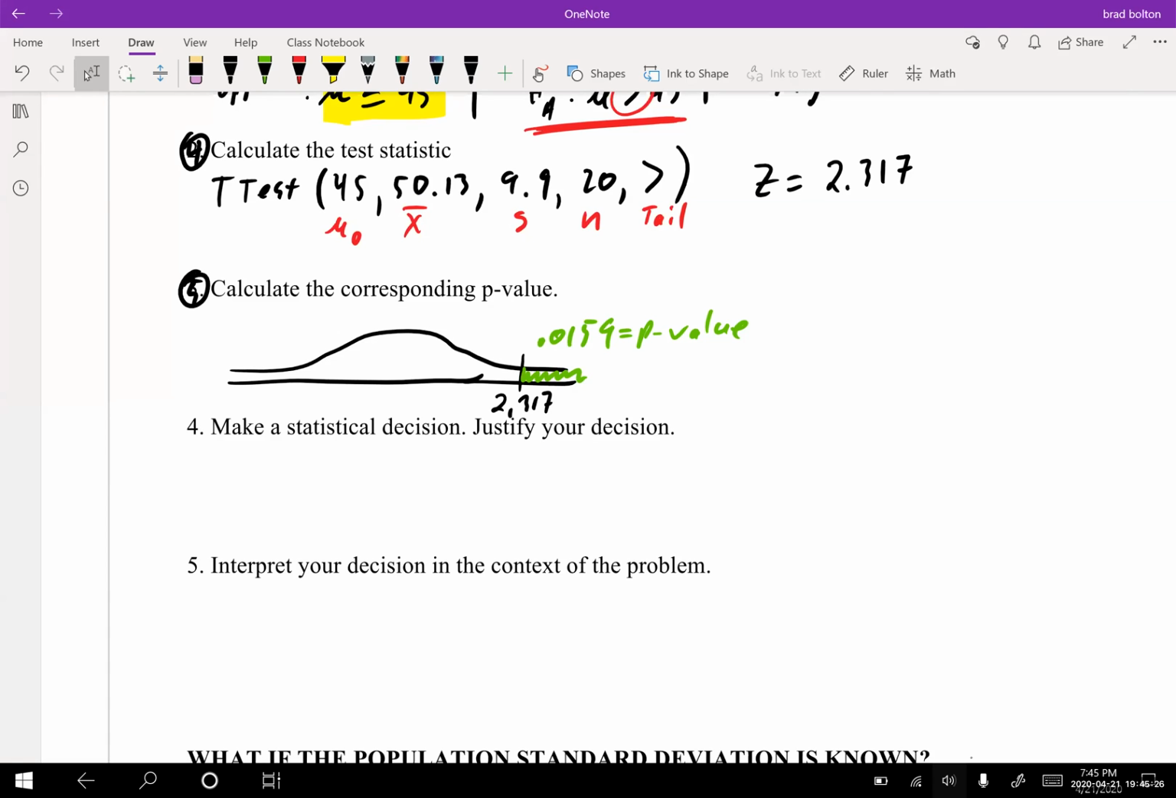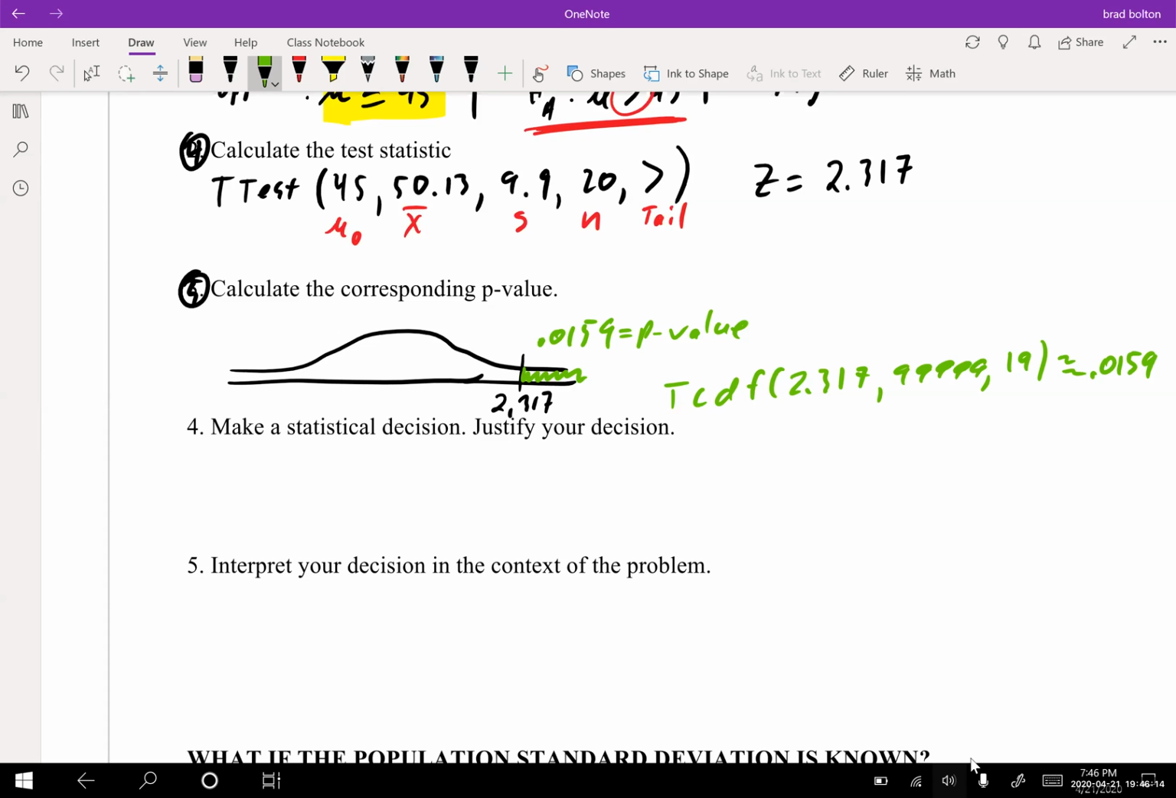If you didn't do that, then you would have to do TCDF, and then you would do 2.317, comma, 9999999, comma, degrees of freedom of 19. And you should get something very similar to what I just did, okay? Well, you know what, I'll do it for you guys real quick just to verify that I'm not making stuff up. So let's do second, VARS, TCDF. We're going to go from 2.317 to 9999999, degrees of freedom 19. And I get 0.0159. Oh no, I get the exact same one, 0.0159.